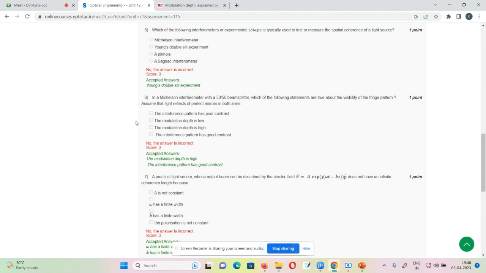So the next question is about a Michelson interferometer with a 50-50 beam splitter. Which of the following statements are true about the visibility of the fringe pattern? Assume that light reflects off a perfect mirror in both arms. So you know how the Michelson interferometer works.